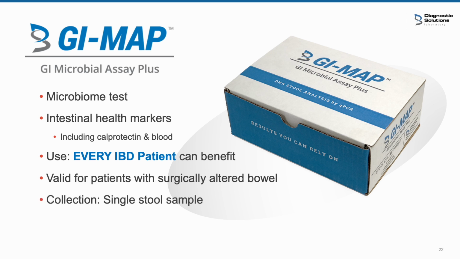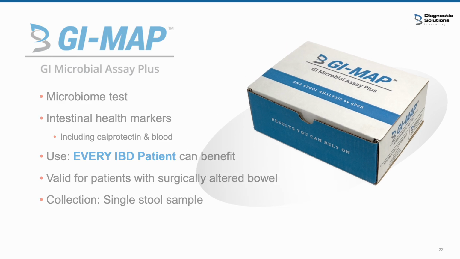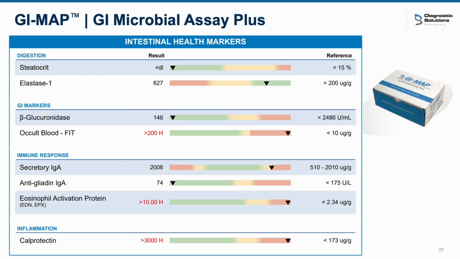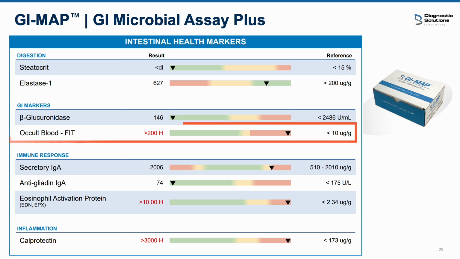Now, this is a single stool sample, and let's take a look at what the results might look like. So when I interpret a GI map for a person who has inflammatory bowel disease, I don't start on page 1. I start on page 4 at the intestinal health markers. So the first thing I want to know is, does this person have active blood in the stool and active inflammation or calprotectin? So the first things I'm looking at are occult blood. And here, this is very typical of somebody who is in a flared state of inflammatory bowel disease. You see blood here is over 200.